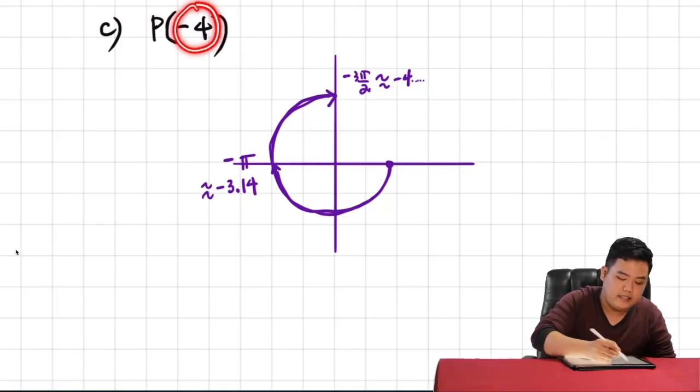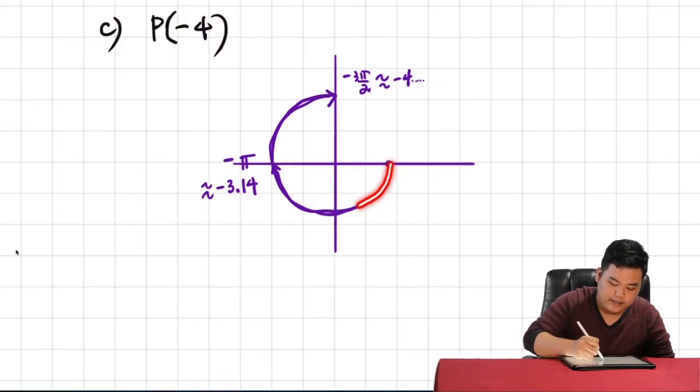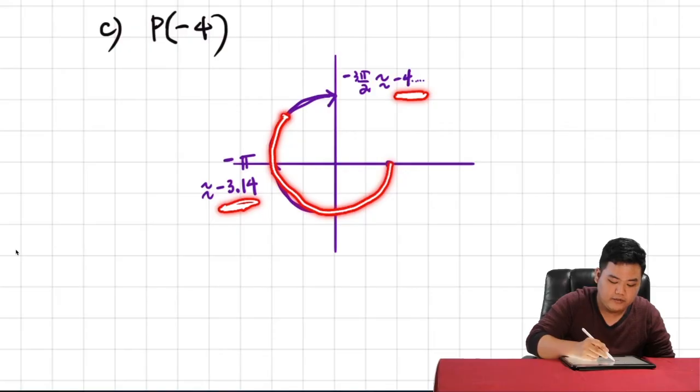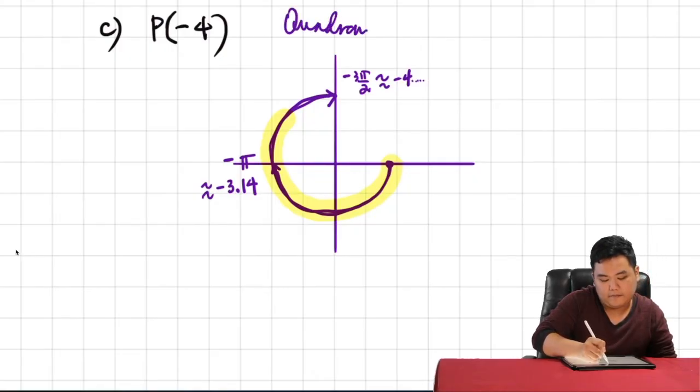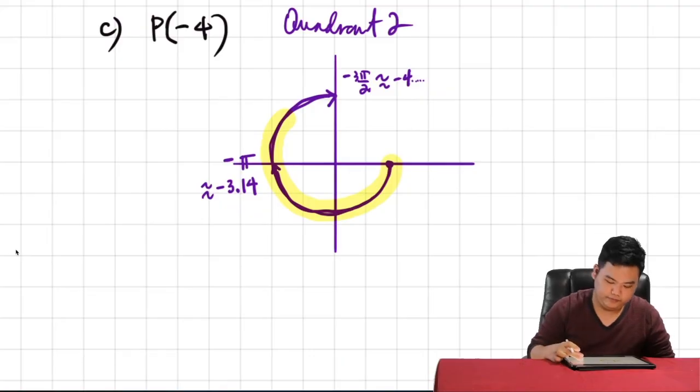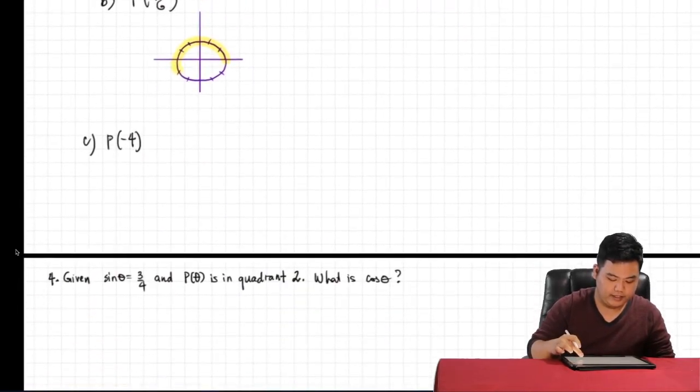Ang tanong, nasaan si negative 4? So, kung iikot tayo, dapat lampas siya dito sa negative 3.14, pero hindi siya lalampas dito sa negative 4 point something. Kasi yung negative 4, somewhere, nasa pagitan nito tsaka nito. So, ang sagot dyan, nasa quadrant 2 si P of negative 4. Okay, so this is in quadrant 2. Okay, more examples tayo.